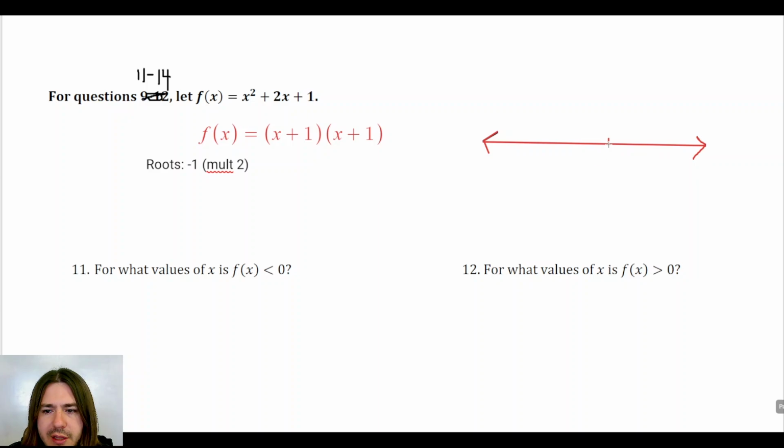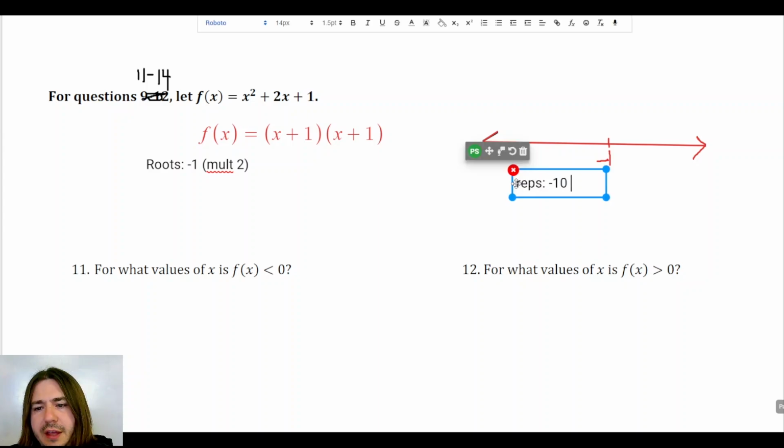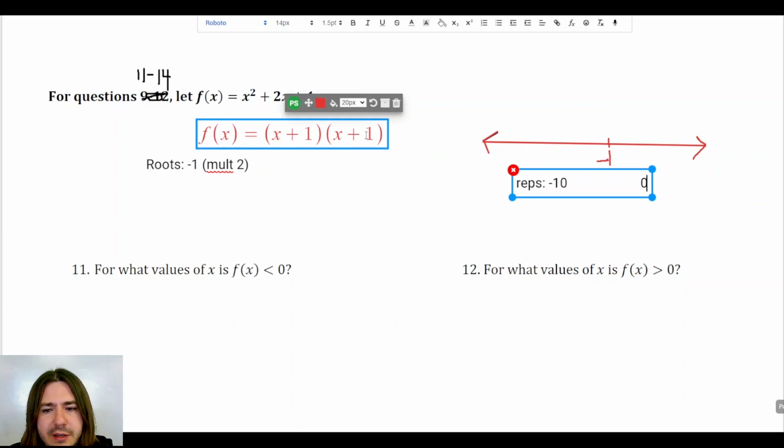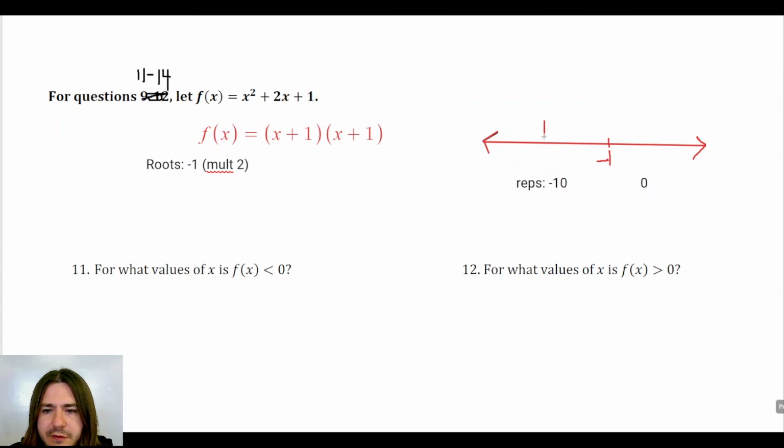So I'm going to label -1 on my graph here. I'm going to let my representatives be -10, and I'll use 0 for these two intervals. Again, I'm expecting that these two signs will be the same because we have that bounce action going on. So let's plug in -10 and get a negative times a negative is positive. So I'm expecting the next one to be positive as well. And then if I plug in 0, I get a positive times a positive is positive. So it's almost always positive except for when it's 0.